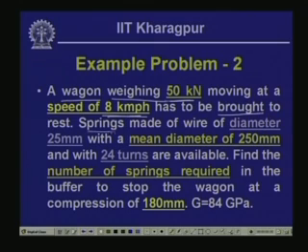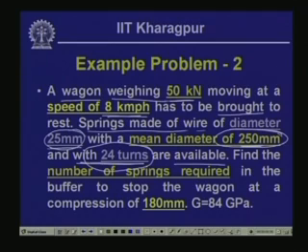Now, springs made of wire of diameter 25 millimeter with a mean coil diameter of 250 millimeter and with 24 turns are available. So, these are the springs which are available. They are made of wire of 25 millimeter diameter, the mean diameter of the coil is 250 millimeter, and there are 24 turns in that particular spring.